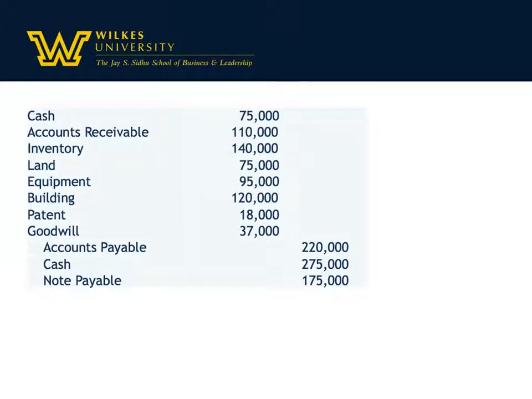We're going to credit the $220 that we paid for the payables, which was kind of credited in the net assets that we purchased. And for this example, I just said, well, what if we paid $275 in cash and a note payable of $175? It doesn't really matter. You're going to credit however you purchase those assets. And that's how you record goodwill.